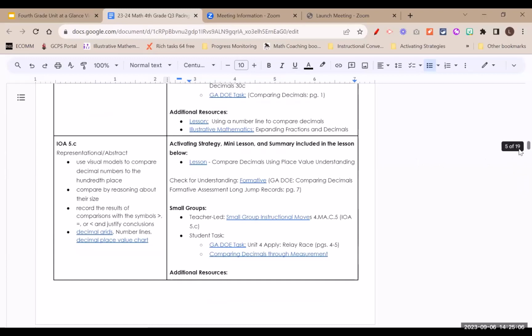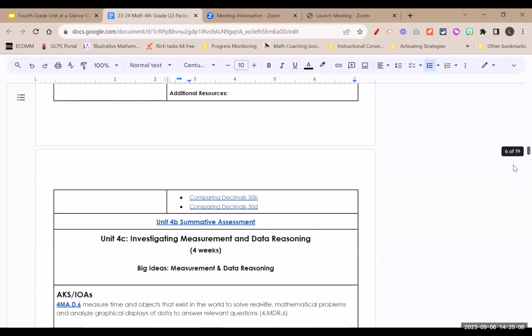At the end of the unit, let me scroll on down to the end of this unit. This is a short 2-week unit. There is a suggested unit summative assessment.